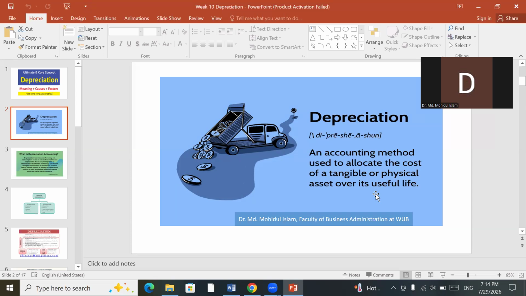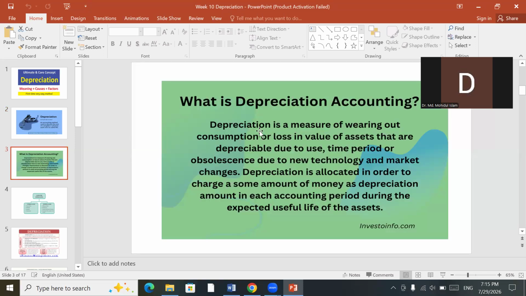So every year you have to distribute or cut down an expense on the basis of assumption, on the basis of predetermination. This is called depreciation. In the broad sense, depreciation is the measure of wearing out, consumption, or loss in value of assets that are depreciable due to use, time period, or obsolescence due to new technology and market sense. So there are a lot of causes of depreciation.